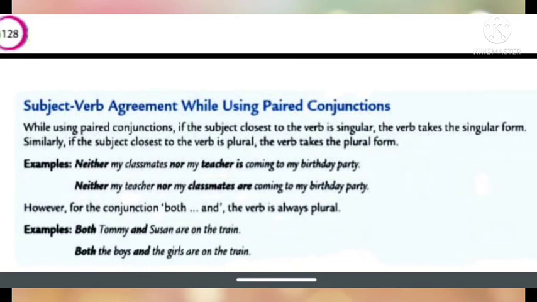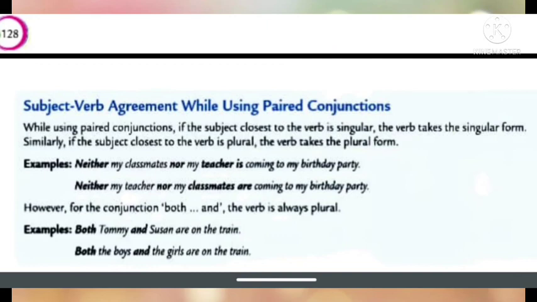Now let's look at another rule. However, for the conjunction both and, the verb is always plural. Means whenever you use both and, you know that the paired conjunction both and is used to express additional information. So if we are using the conjunction both and, the verb always must be plural. Okay, examples: both Tommy and Susan are on the train. Here we used both and, so we had to use the plural verb, and the plural verb is are. The next example: both the boys and the girls are on the train. Here again we have used the plural verb, that is are.